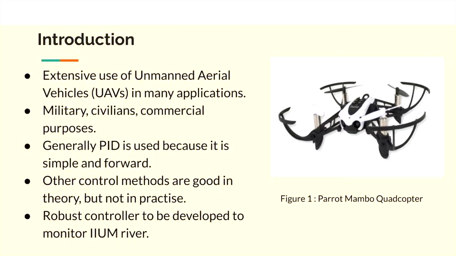Figure 1 shows the Parrot Mambo mini drone that is going to be used in this project. This quadcopter has a built-in inertial measurement unit, which consists of a 3-axis accelerometer and a 3-axis gyroscope in order to evaluate the speed, tilt, and obstacle contact. It has an ultrasound sensor as well as a pressure sensor for vertical stabilization.